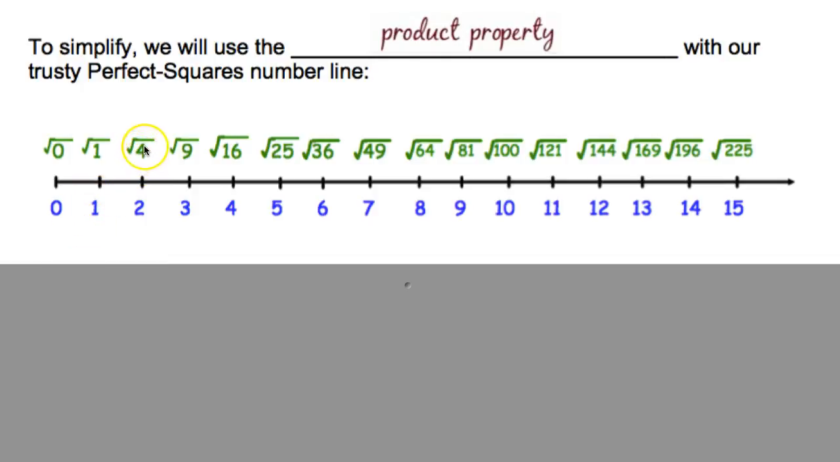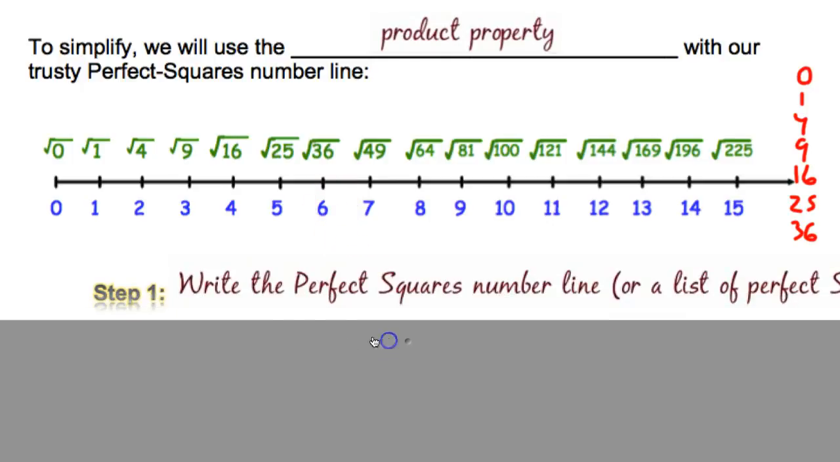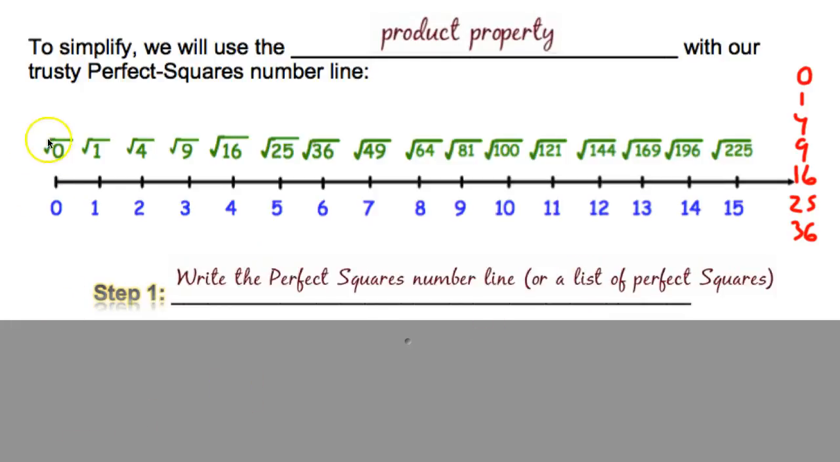Some people, if you don't want to write this whole number line, I'm going to let you write just these numbers on the top. You might do something like 0, 1, 4, 9, 16, 25, 36. This can be helpful in doing what we're doing as well. So here's what we're going to do. Step 1, write the perfect square number line or list of perfect squares. That is what we just did. I gave the number line to you and I wrote the list of perfect squares. So that's what we want to do when we're simplifying square roots.